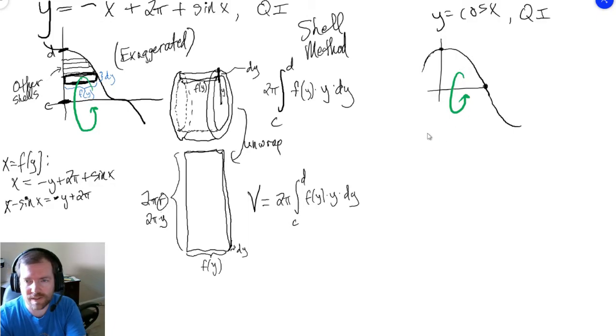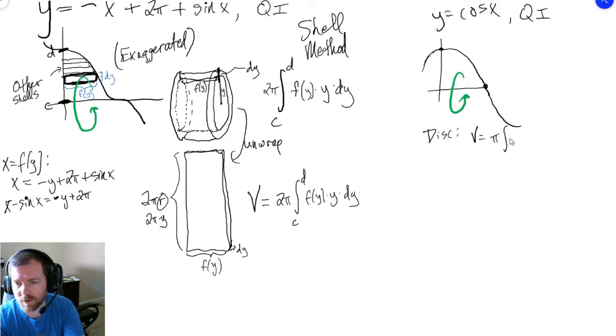So again, disk is going to end up being: volume is pi times the integral of, oh, you know what, this is cosine squared, so it's technically also slightly harder. From 0 to pi over 2, we want the cosine squared of x dx.